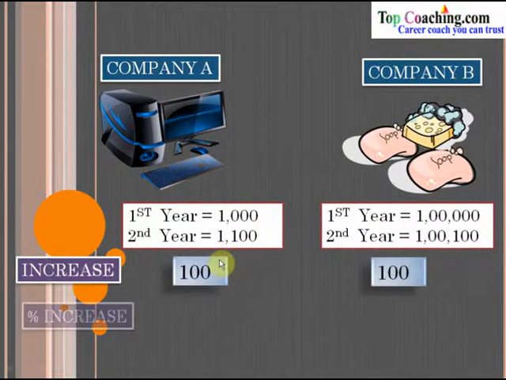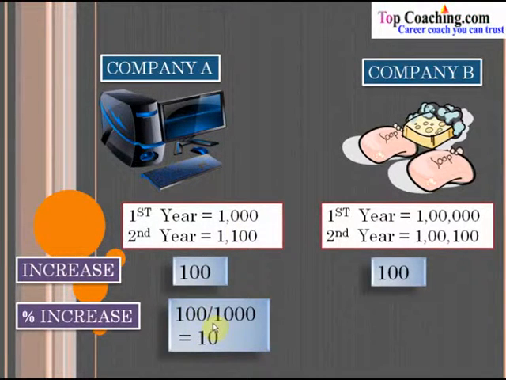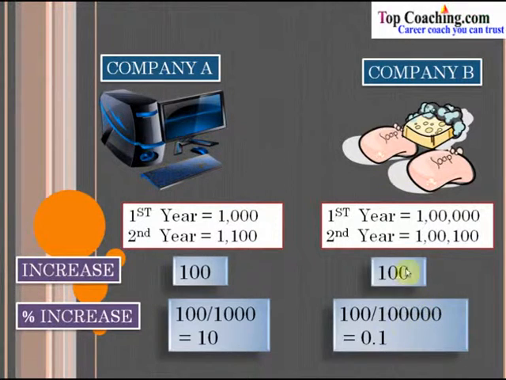So the percentage increase for company A is equal to 100 divided by 1000, as the increase is 100 and the original number of PCs sold is 1000. So this percentage increase is equal to 10% for company A. And for company B, that would be equal to 100, which is the increment, divided by the number of soaps sold in the first year, which is 1 lakh. So that comes out to be equal to 0.1.